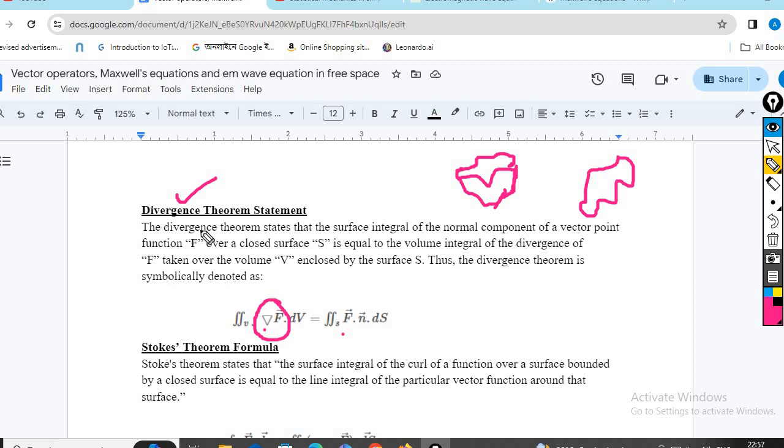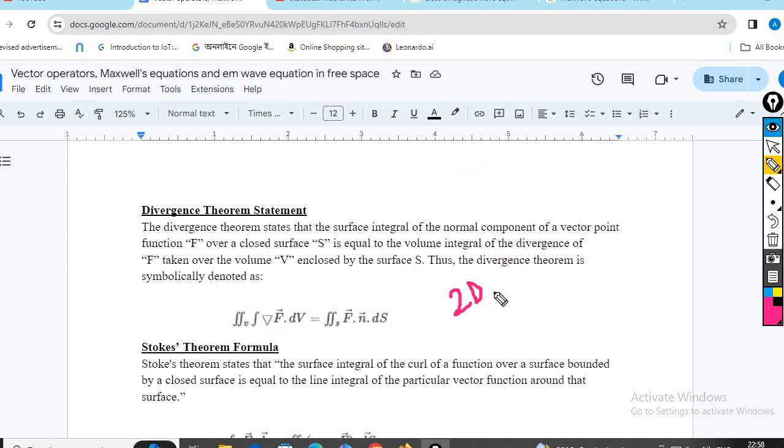That's why it is known as the divergence theorem. The divergence theorem states that the surface integral of the normal component of a vector point function f over a closed surface is equal to the volume integral of the divergence of the function taken over the volume V enclosed by the surface. So the divergence theorem gives us the relation between a two-dimensional integral and a three-dimensional integral.